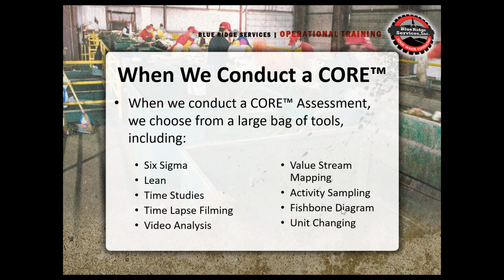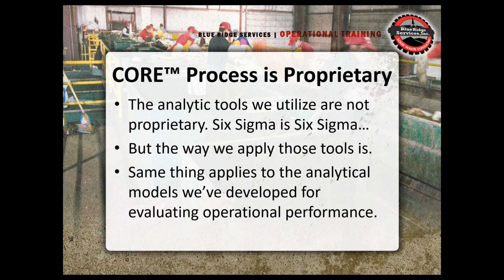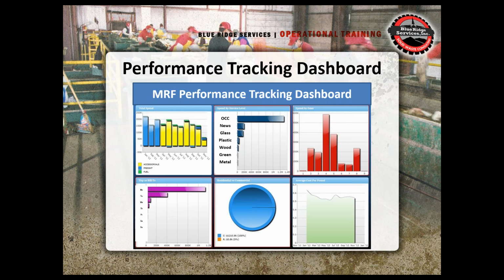Right now, on the right-hand column down toward the bottom, fishbone diagram, we've gone through an example of that. But we may tap into these other types of process improvement tools depending on what the problem is and how we need to address that. So all of these different tools and more may be applied to a core assessment, the analysis of figuring out what works. The core assessment is proprietary. The tools we use, like Six Sigma, you can buy books on Six Sigma or Lean or Value Stream Mapping. Those processes are not proprietary. But the way we apply them is we've developed a lot of models and systems to use these tools over the past 30 years. And so there's something to that.